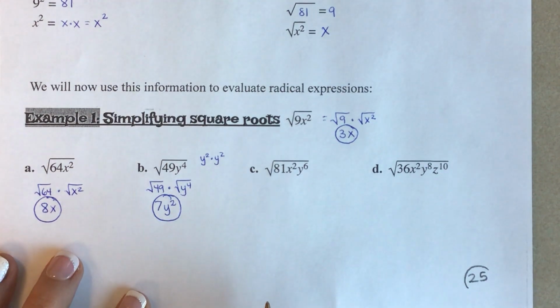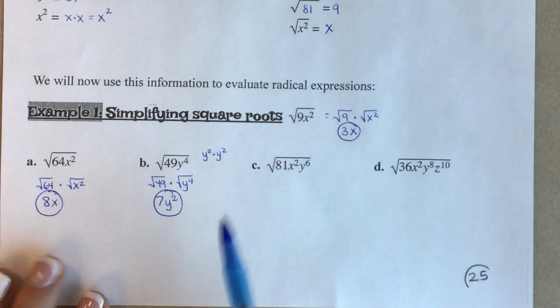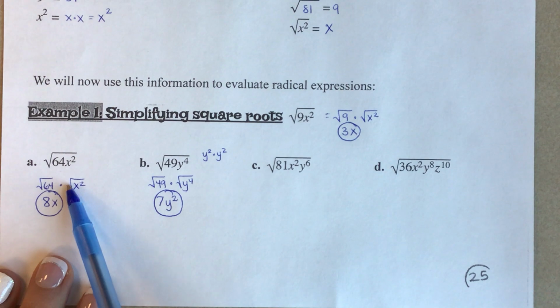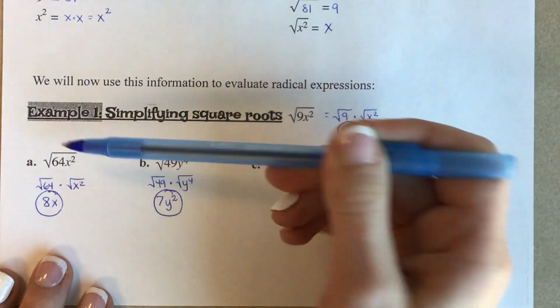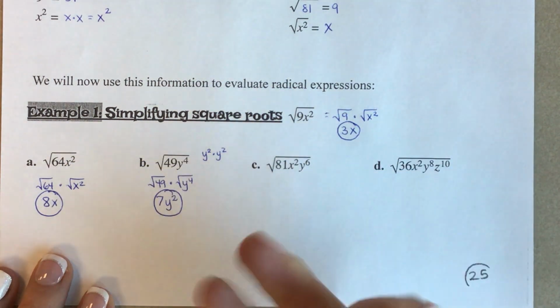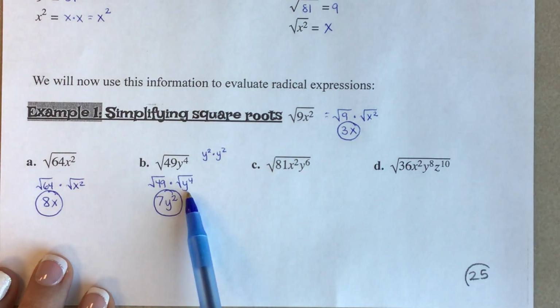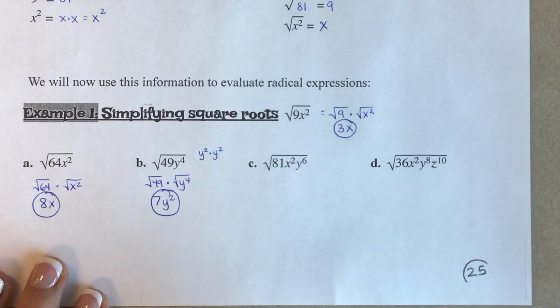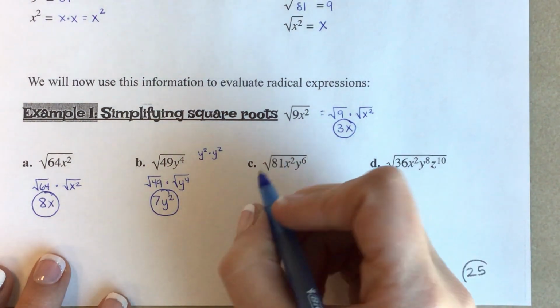I'll separate these out as well just so you can kind of see it. You do not have to do this step though. If you go straight from 64x squared down to 8x, that's okay. I'm just separating it out because I thought that might visually be easier for some people to understand.